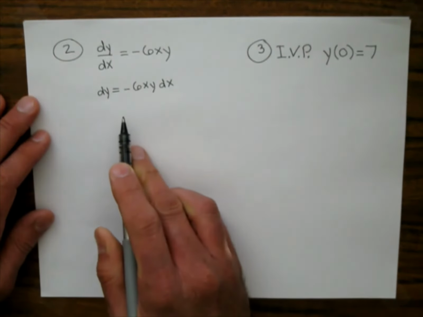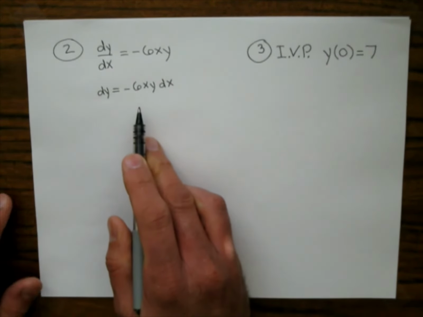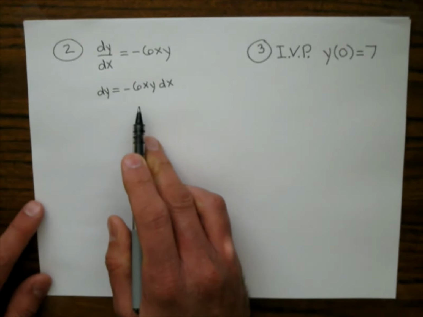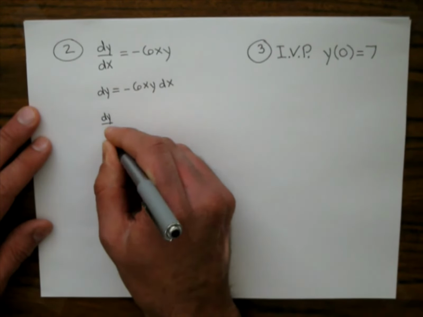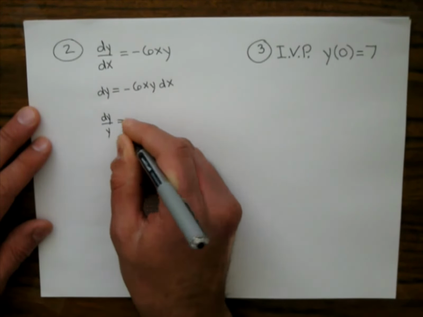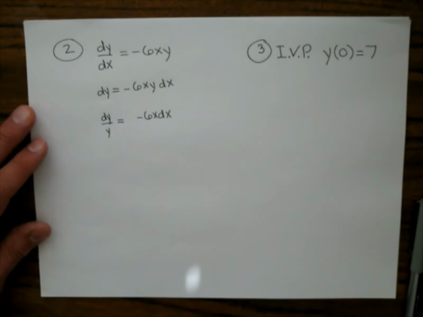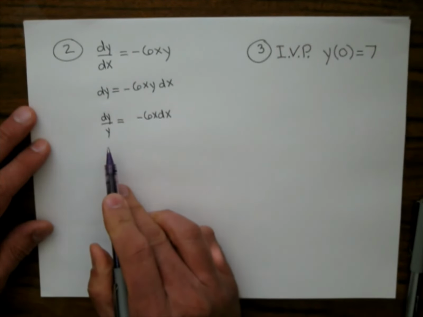Okay, the whole goal here is to get your x's on one side and your y's on the other. And I almost have it that way, except I have this y over here, so I'm going to divide both sides by y. dy over y equals negative 6x dx.